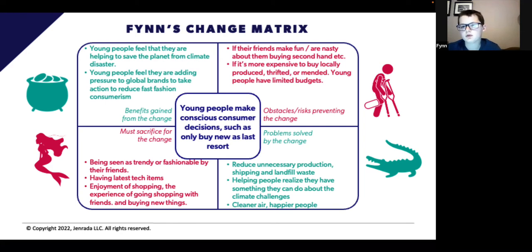And a lot of people just enjoy shopping and the experience of going shopping with friends and getting new things, different things to try, like new clothes, new devices. And it would still be there in a sense, but it wouldn't be the same as going to a new shop or going to a shop and getting cool things. It would be different to what it was. Those are things that people would have to sacrifice for the change.